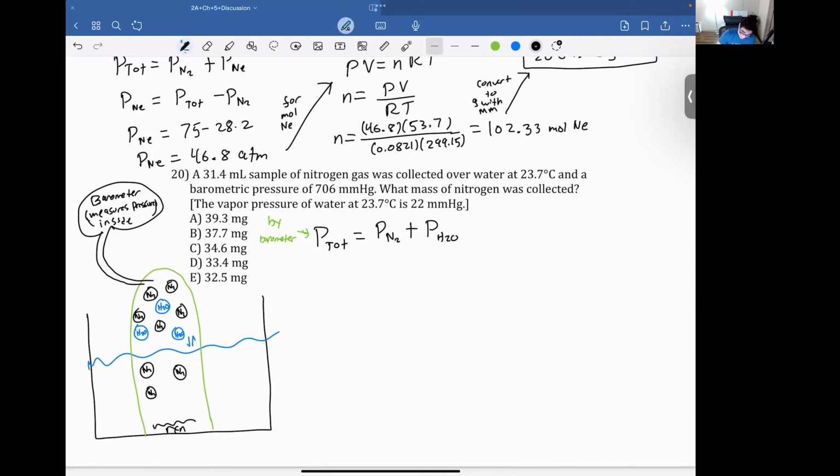So what we do here is we're solving for the pressure just due to the nitrogen. So when it says vapor pressure of water, that's P of H2O in this formula. So the pressure of nitrogen is the total pressure minus the pressure of water. So 706 minus 22 is 684 millimeters of mercury. Then we can go ahead and plug this into PV equals nRT.